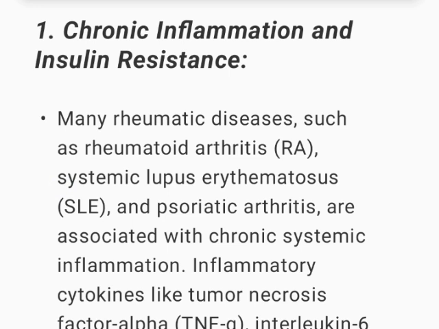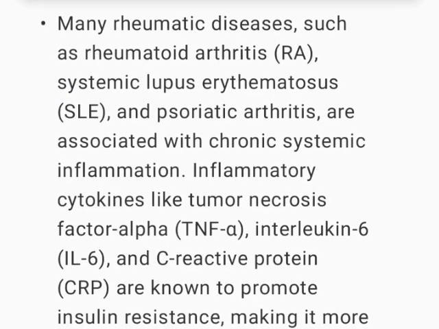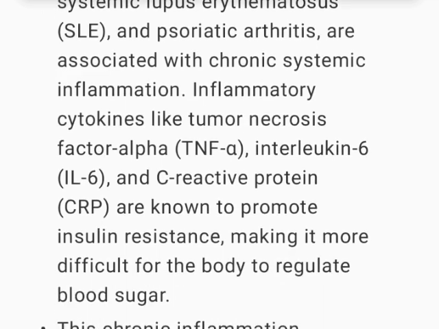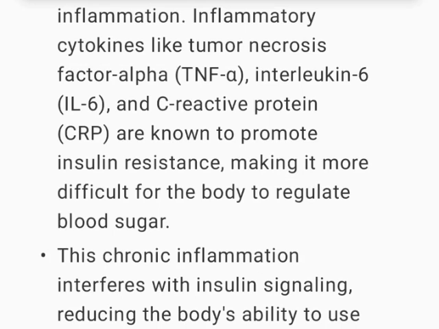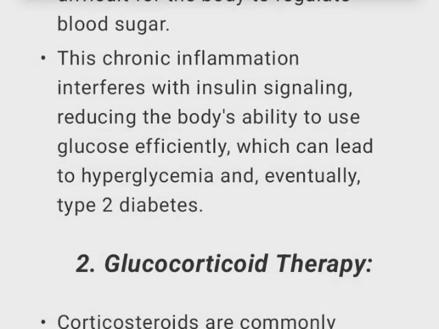Many rheumatic diseases, such as rheumatoid arthritis (RA), systemic lupus erythematosus (SLE), and psoriatic arthritis, are associated with chronic systemic inflammation. Inflammatory cytokines like tumor necrosis factor alpha (TNFA), interleukin 6 (IL-6), and C-reactive protein (CRP) are known to promote insulin resistance, making it more difficult for the body to regulate blood sugar. This chronic inflammation interferes with insulin signaling, reducing the body's ability to use glucose efficiently, which can lead to hyperglycemia and, eventually, type 2 diabetes.